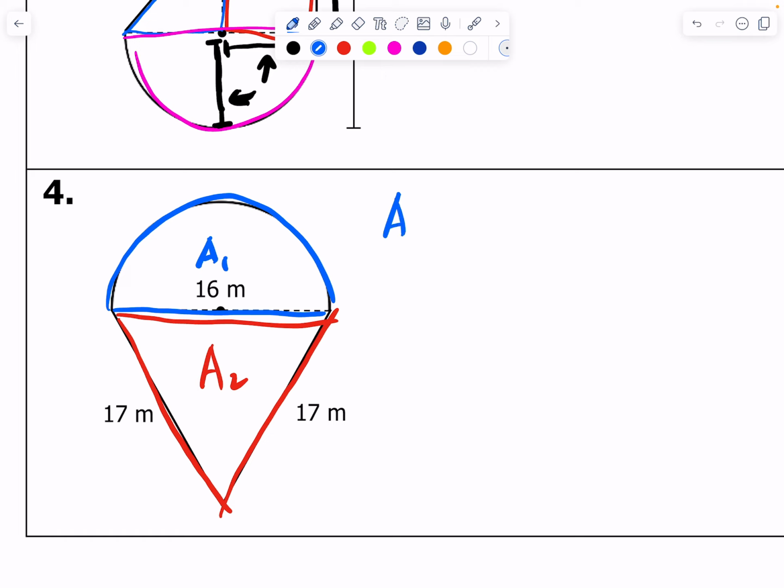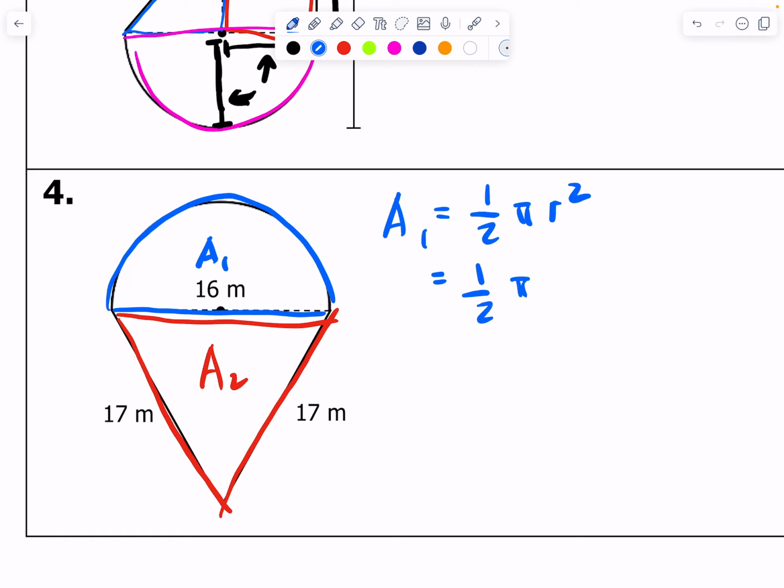So area of the first shape is 1/2 pi r squared. Think to yourself for a second, why is there a 1/2 here? Why isn't it just pi r squared? Just think. You should be able to have the answer. That's going to be 1/2 pi.